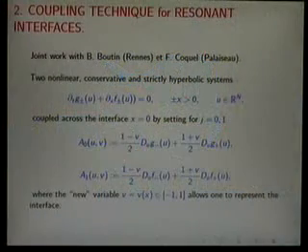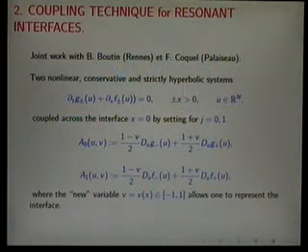It's a joint work with Boutin and Coquel. So what we do here is that we have two nonlinear conservative and strictly hyperbolic systems, which I can write in this form. So one system is given for x negative and another system for x positive, and the fluxes have nothing in common at that level. And what we want to do is introduce a coupling between these two systems across the interface.